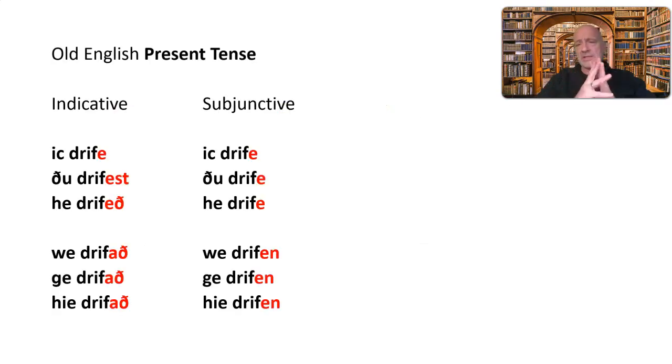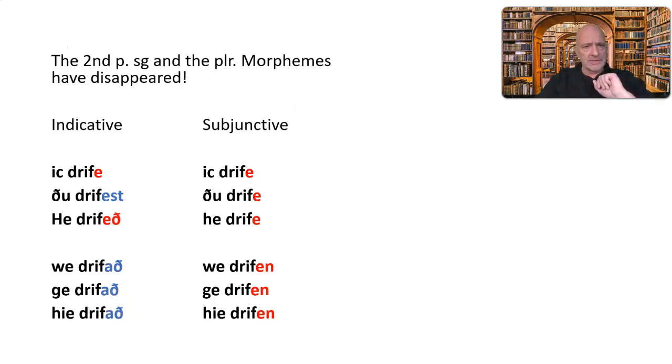Because this is the situation we have in Old English. I drive, thou drivest, he driveth, we driveth, ye driveth, they driveth. Okay, endings, present tense, indicative. So the subjunctive is the following. Drive, drive, drive, driven, driven, driven, only two endings. Okay, and this is probably the key to understanding what happened.